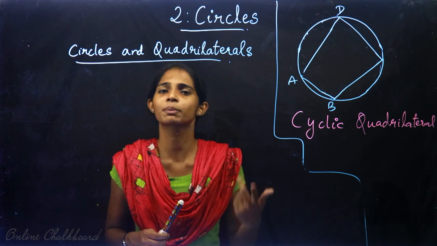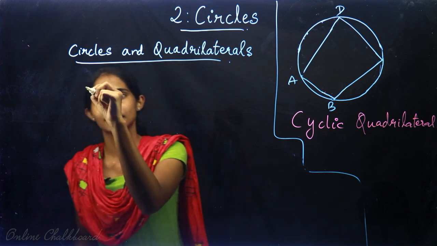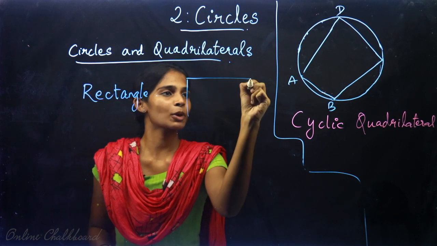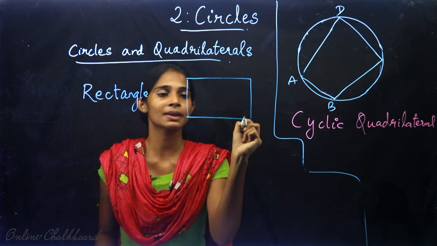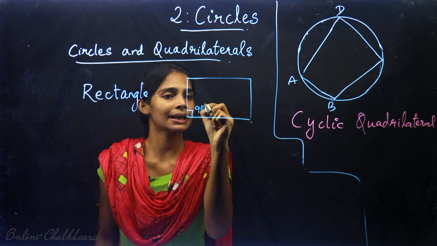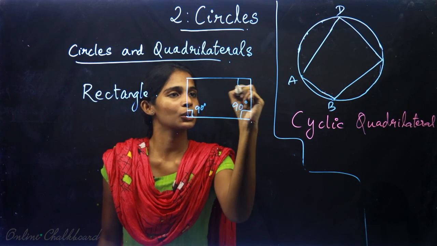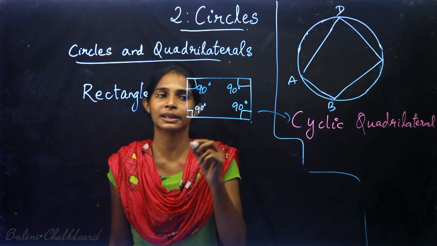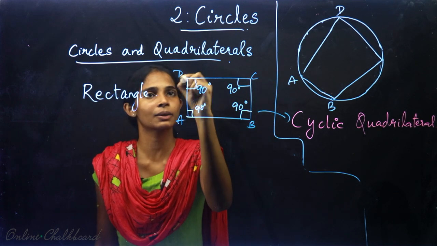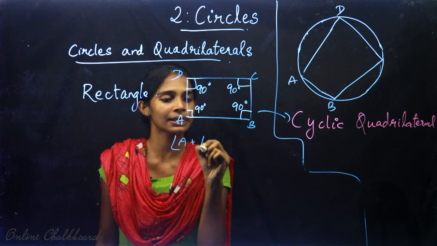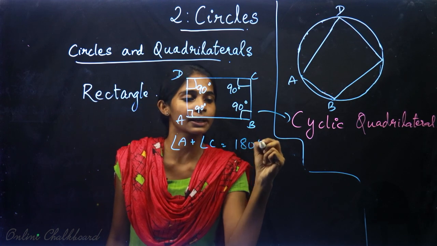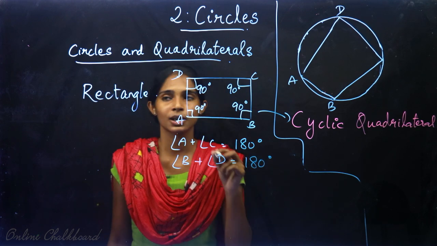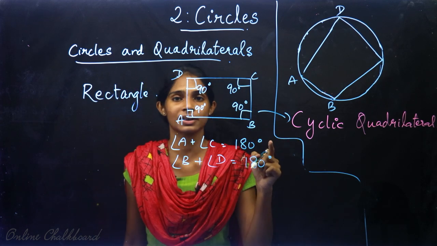Which quadrilaterals come easily to mind? We have studied the rectangle. What are its properties? It is a parallelogram in which each angle is 90 degree. Now, we have to say that the opposite angles are supplementary. That is a cyclic quadrilateral. Take rectangle ABCD. Angle A plus angle C is 90 plus 90, which is 180 degree. Angle B plus angle D, 90 plus 90, is also 180 degree. So, we can say rectangle is a cyclic quadrilateral.